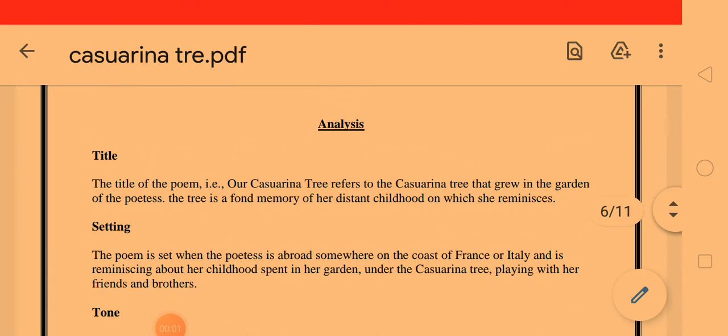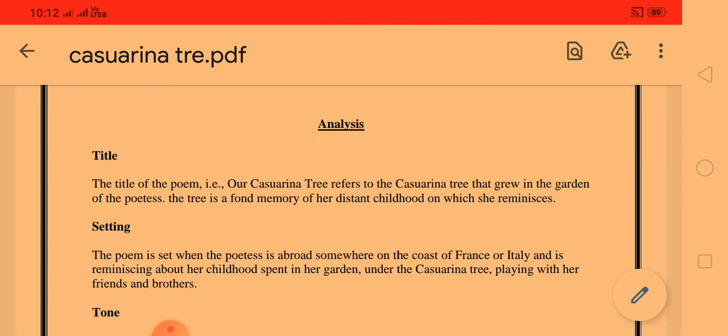Good morning, students. Today's lecture is about the analysis of Our Casuarina Tree. We have already discussed the poet and the poem. We have gone through the whole poem and the summary of the poem. Today, we are going to discuss the analysis of the poem. So, first of all, we will talk about the title.